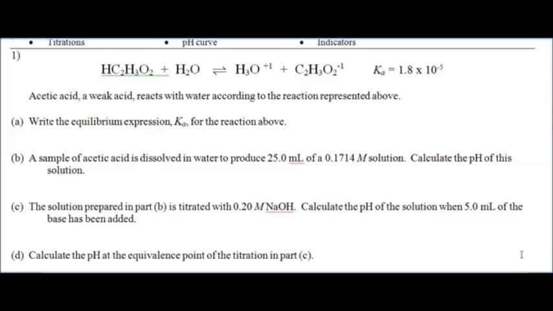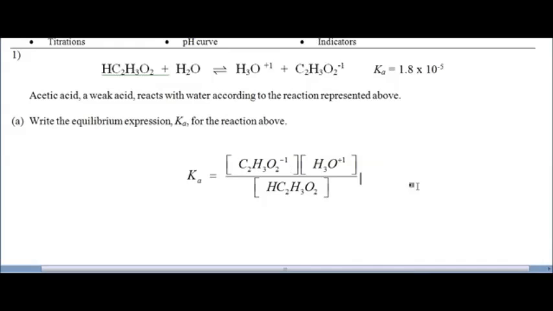So when looking at the question here, here's our example question. We've got acetic acid, which is a weak acid, reacts with water according to the reaction represented above. Part A is asking for us to write the equilibrium expression for this reaction.